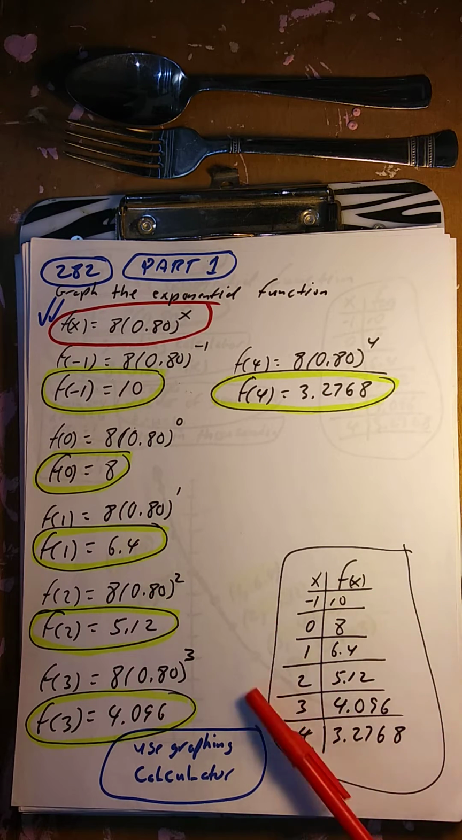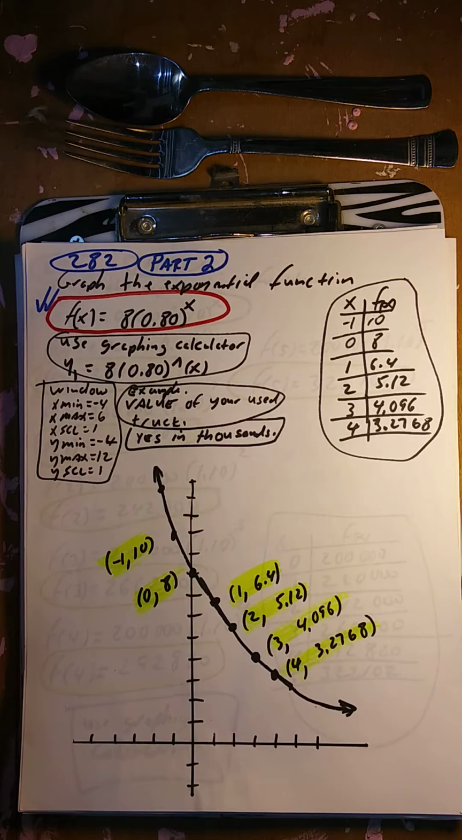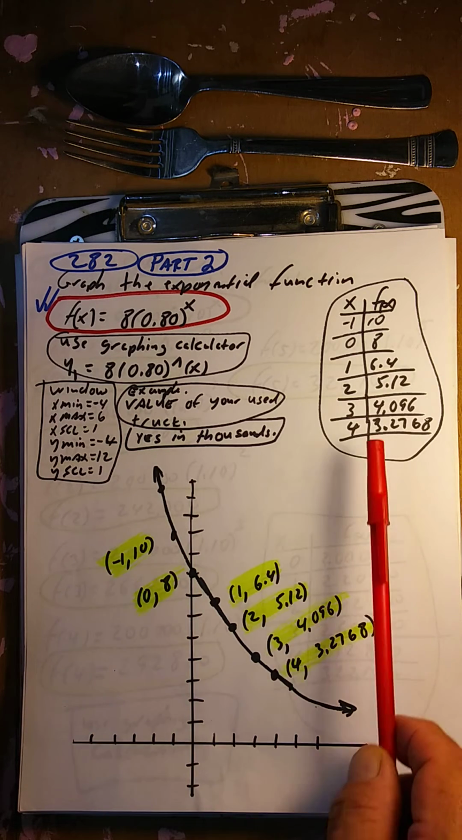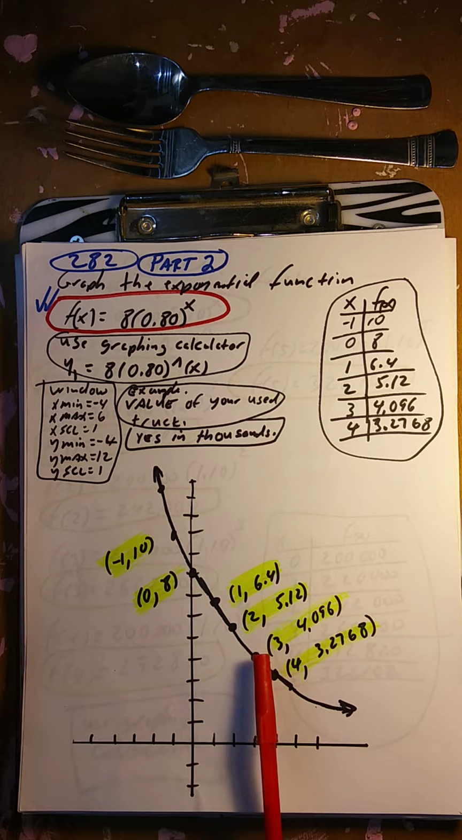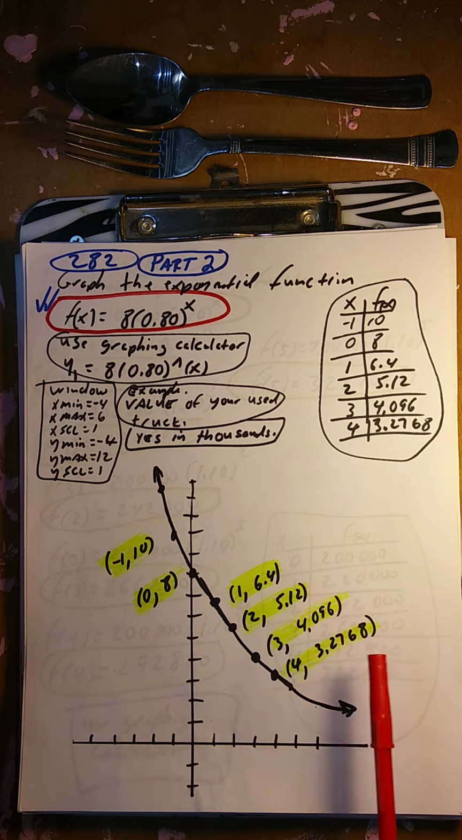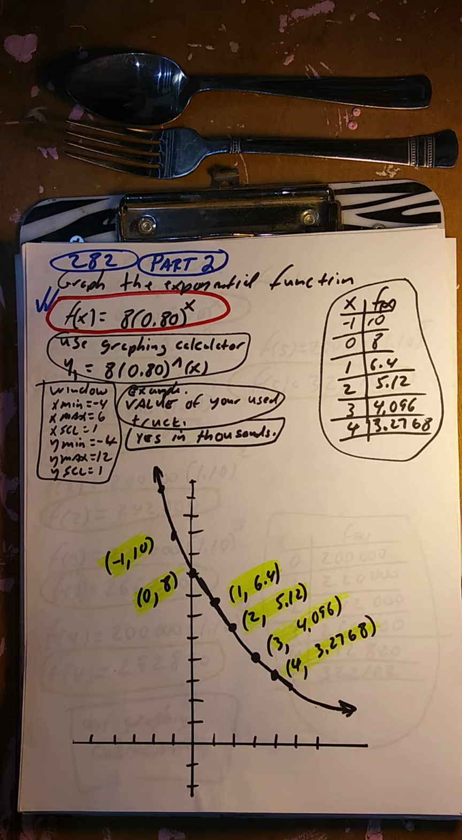So here's my numbers. Once we get those points in there, can we put it in the graphing calculator? Yes. Can we graph them? Yes, of course. Here we go. So here's the points. -1 up 10, 0, 8, 1, 2, 3, 4. The points. So is it again exponential decay.